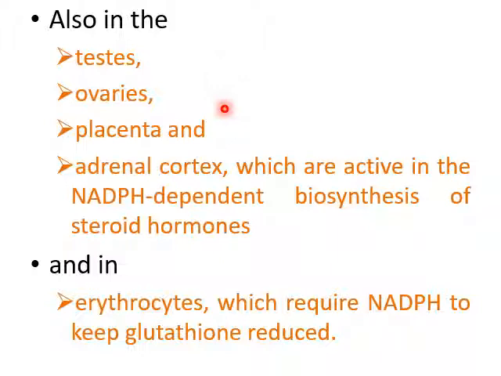The irreversible oxidative phase of the HMP pathway is also extremely important for the testicles, ovaries, placenta, and even the adrenal cortex, because this pathway is used to manufacture steroid hormones using its NADPH. This is also important in erythrocytes, or RBCs, because in RBCs, NADPH derived from the first phase of the HMP pathway is used to keep glutathione in its reduced state.